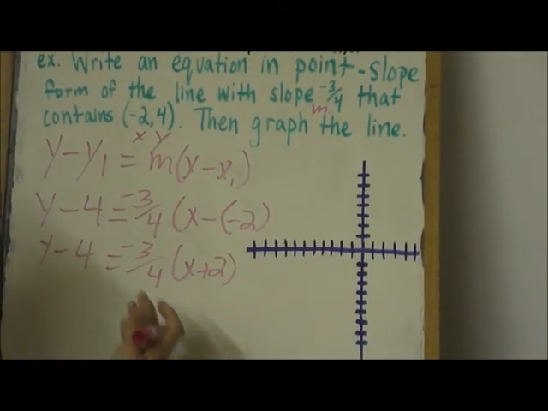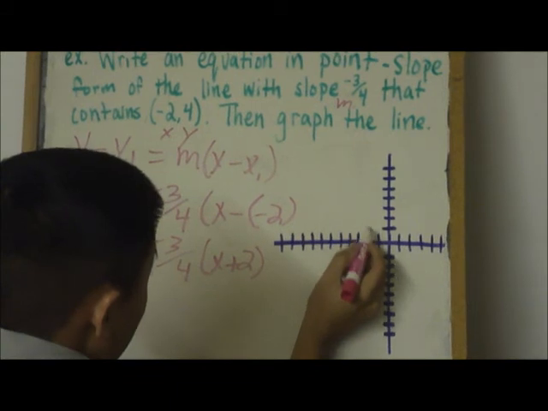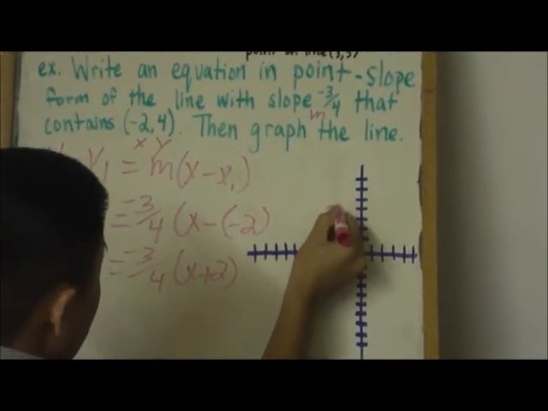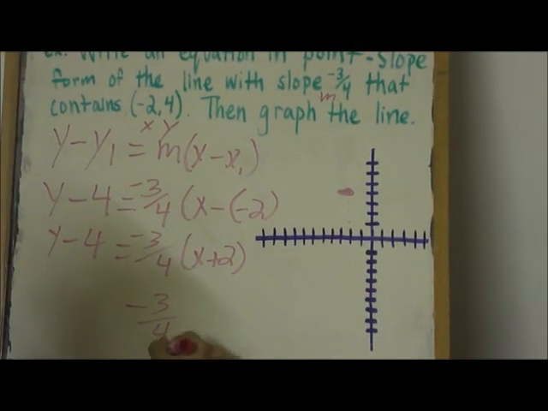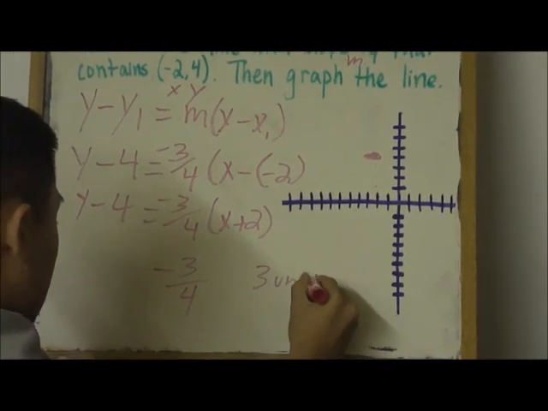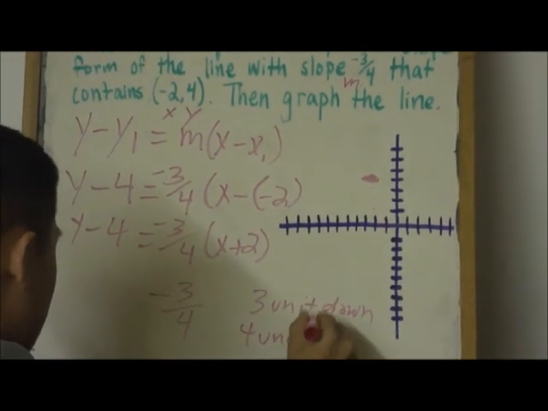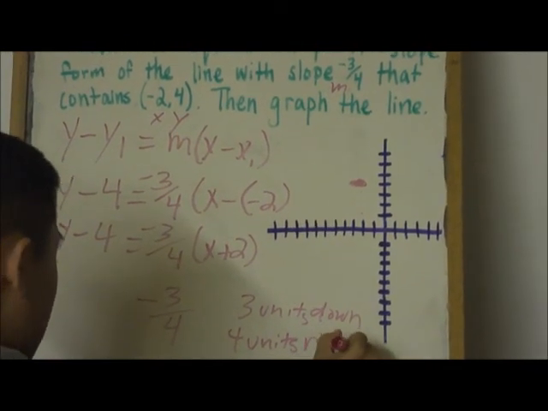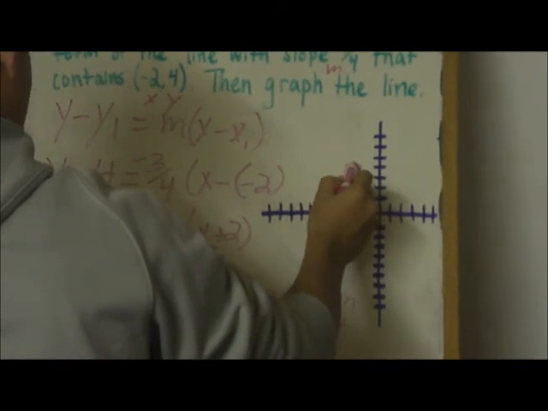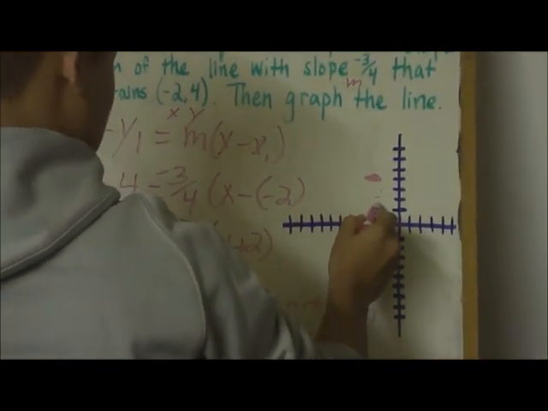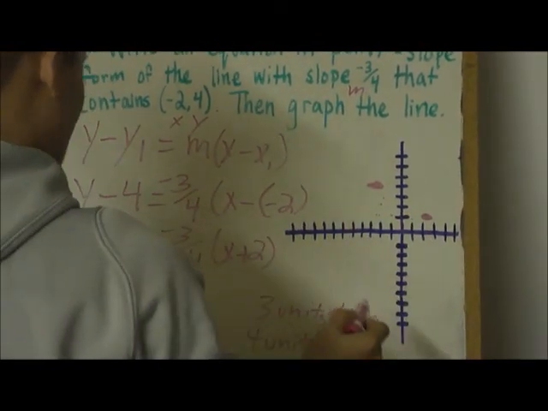Now you can graph the given point, which is -2, 4. Then use the slope, -3 over 4, or in other words, 3 units down and then 4 units right, to find the other point. So you start from this point, move down 3, and then right 4, and then you draw a line.